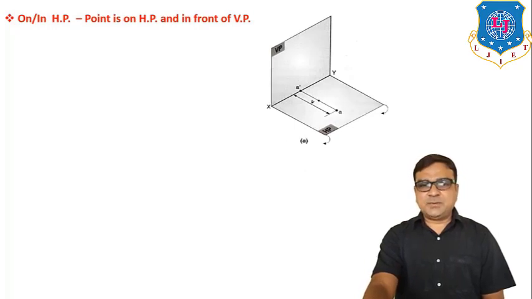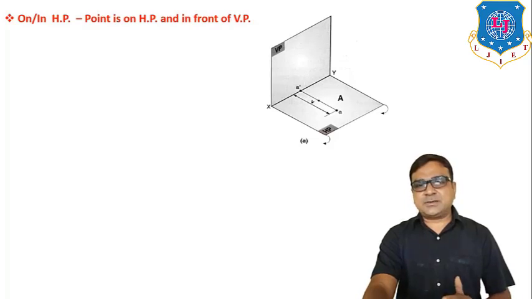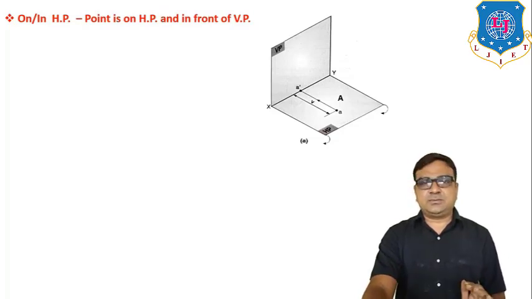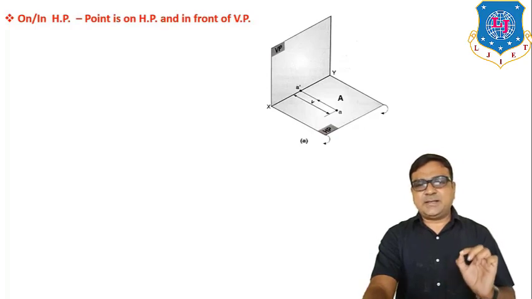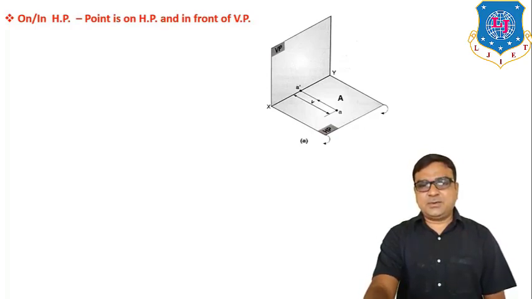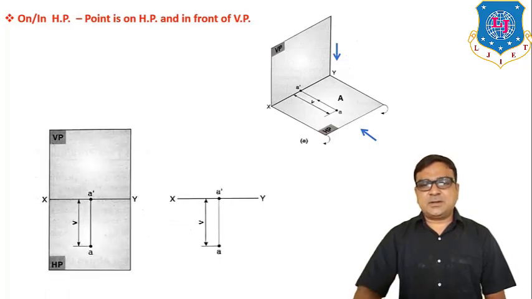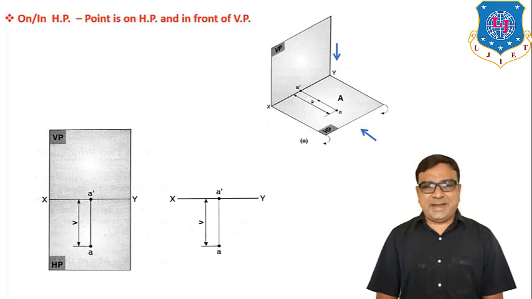So in this horizontal plane and vertical plane, suppose our point is on HP and in front of VP. The distance in front of VP is V. Now here, the distance of point A from the horizontal plane is 0. So point A is exactly on the horizontal plane. Now, when you observe from here, the front view of A and the top view of A are projected on the vertical and horizontal planes.